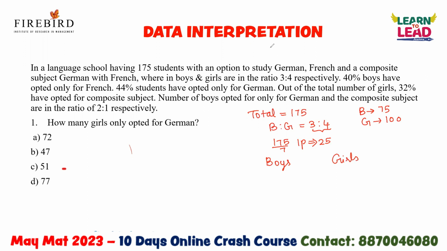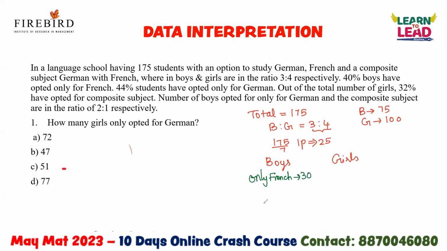Now see here, 40% of boys have opted only for French. How many boys are there in total? 75 boys are there. In that, 40% opted only for French. 10% I know is 7.5, 20% will be 15 and 40% will be 30. So only French in the boys category is 30.